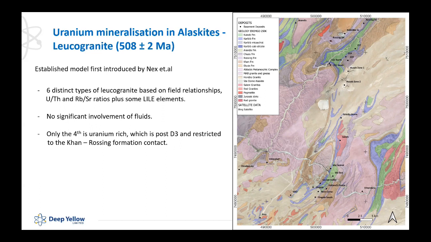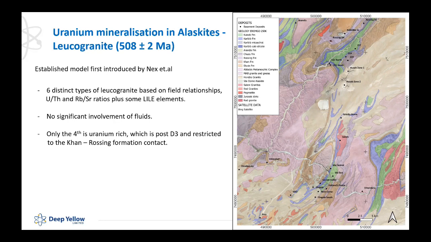Now to the uranium idea. So the current model goes back to Paul Nex's work and his supervisors at WITS. He did his PhD back in the late 90s, early 2000s. He worked in an area just slightly off the map here. He found there are 6 distinct types of leucogranites, and this distinction has been all made based on field description, how they are arranged relative to their host rocks.